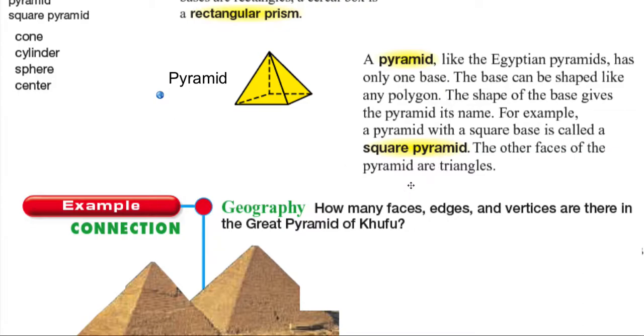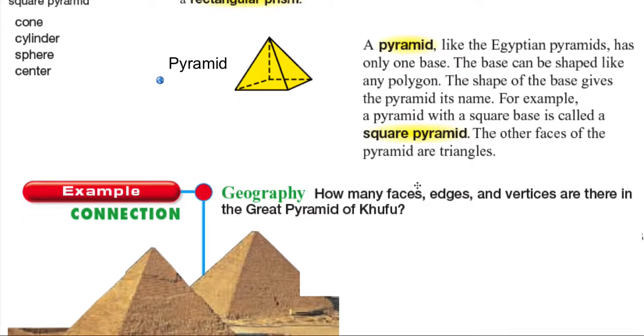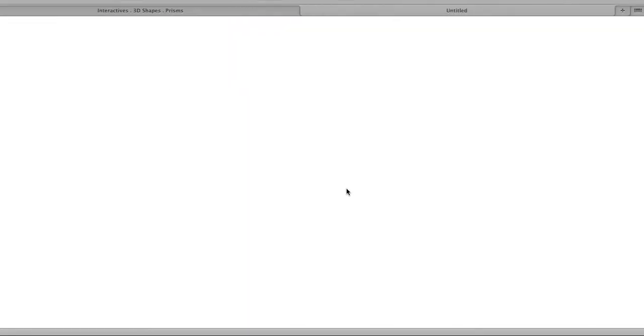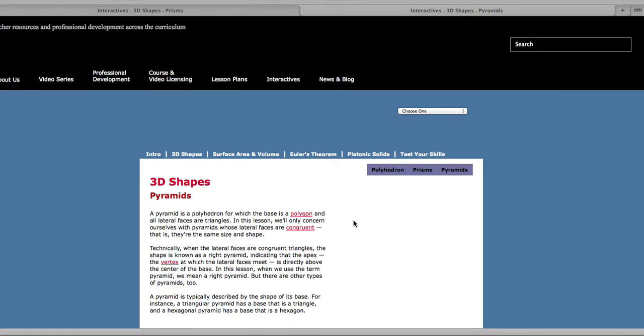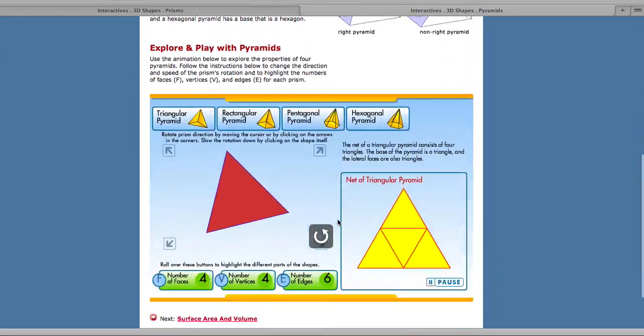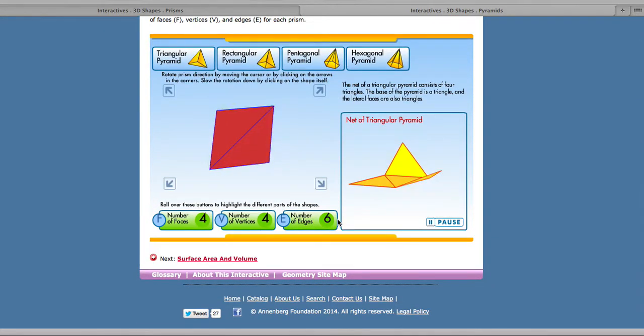The other faces of the pyramid are triangles. In a prism, the other faces are rectangles. In a pyramid, there's only one base, and the faces are shaped like triangles. And let's take a look at an animation of what a pyramid looks like. Okay, this is your pyramid right there.